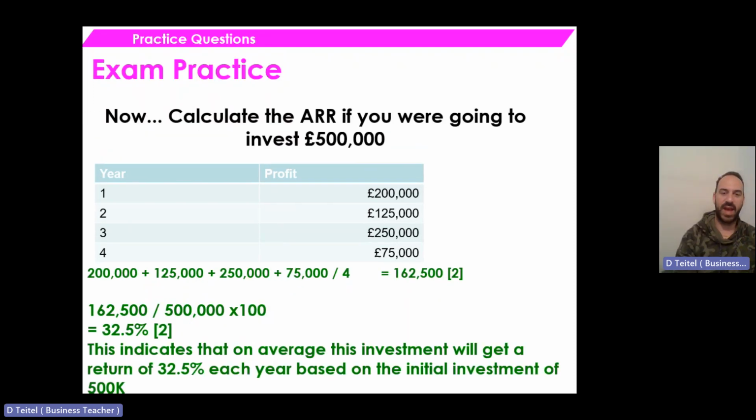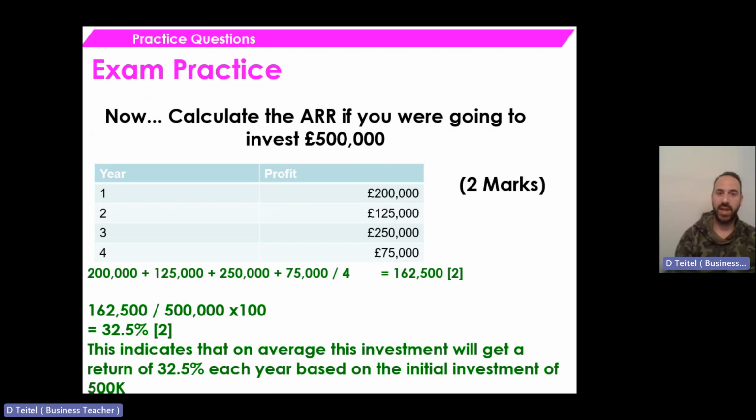And if you calculate the ARR, if you were going to invest 500,000, using the figures from before, we take 162,500, divide that by 500,000 times 100, and that gives us an ARR of 32.5%. So this indicates this investment will get a return of 32.5% each year based on the initial investment of 500,000. So that doesn't sound like a bad investment, basically.